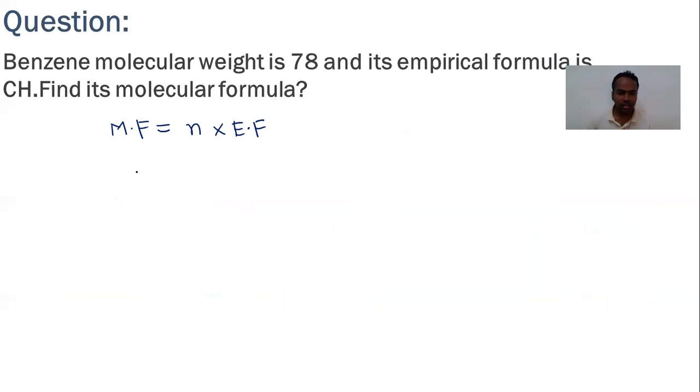Here, what is N? If you know N, you can easily calculate the molecular formula. In order to find N, as I already discussed in the previous slide, N is equal to molecular mass divided by empirical formula mass. Here the molecular mass is already given as 78. The empirical formula is given in the question itself: CH.